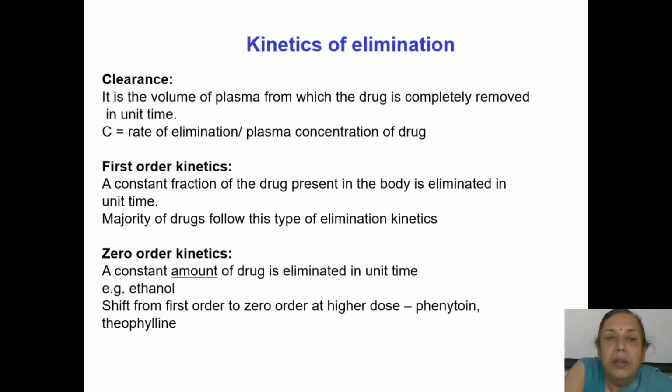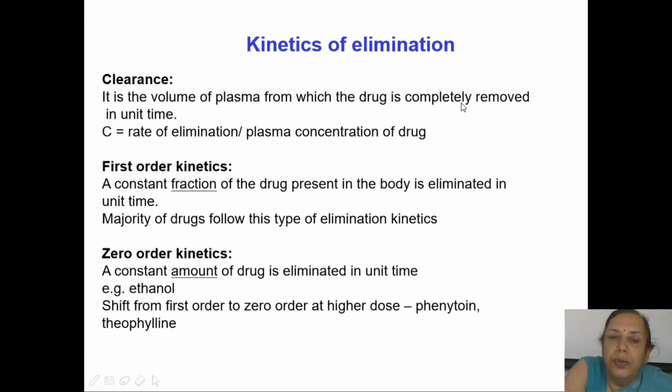Now, what is the kinetics of elimination? A few slides earlier, we saw the example of paracetamol and we discussed clearance. So when we talk about elimination, we don't say that this much of drug has been eliminated in unit time, but it is said that this much of plasma has been completely cleared of the drug in a unit time. So clearance is the rate of elimination divided by the plasma concentration of the drug. So it is the volume of plasma which is completely cleared of the drug, from which drug has been completely removed.